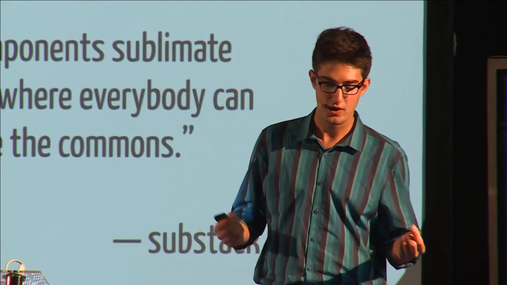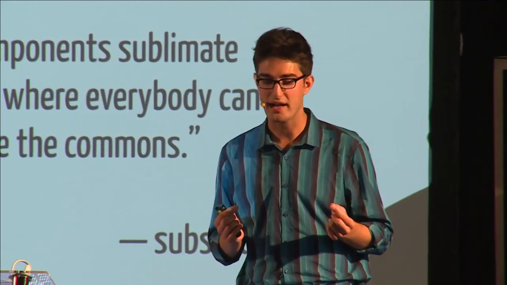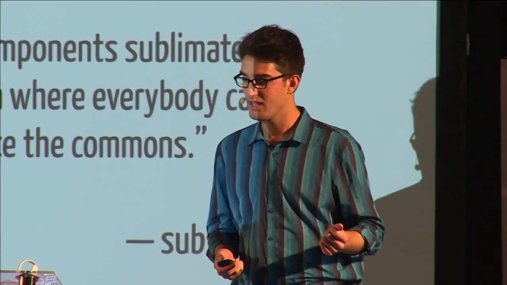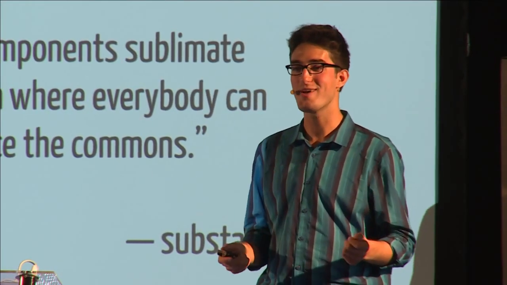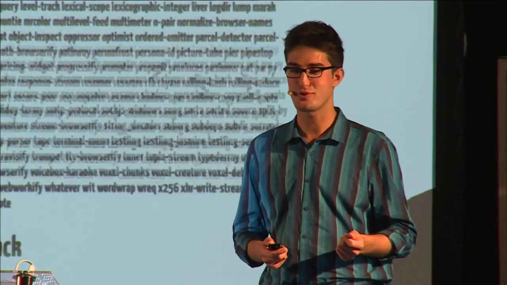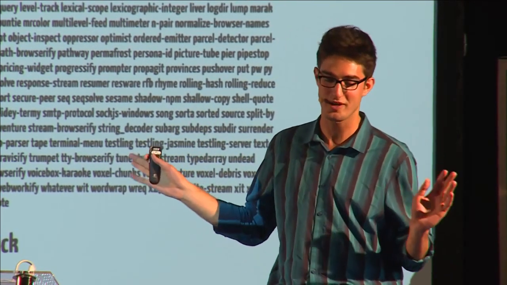So Substack has a great quote about this. "When applications are done well, they're just the really application-specific, brackish residue that can't be so easily abstracted away. All the nice, reusable components sublimate away onto GitHub and NPM, where everybody can collaborate to advance the commons." So this is coming from a guy with over 350 modules on NPM. It's pretty incredible. He's taken this philosophy to the extreme.